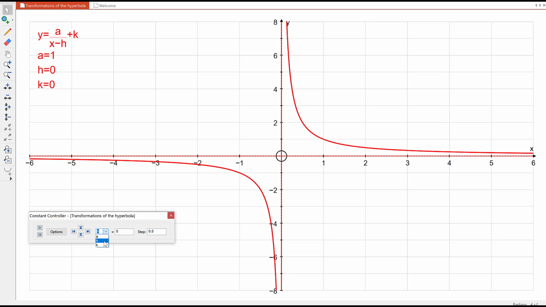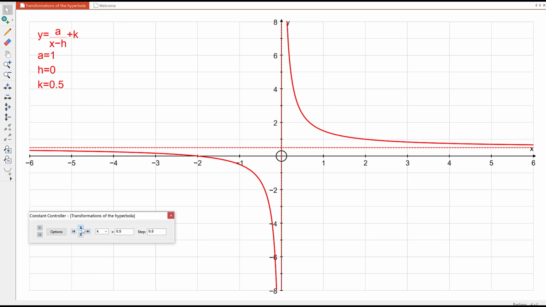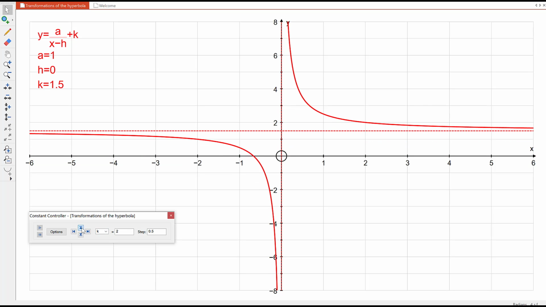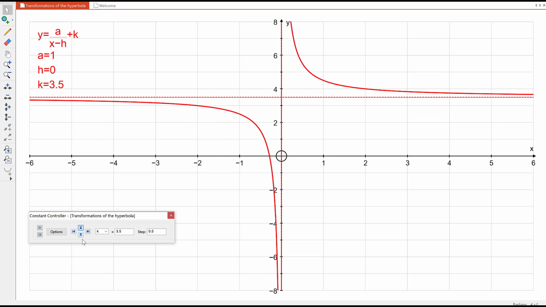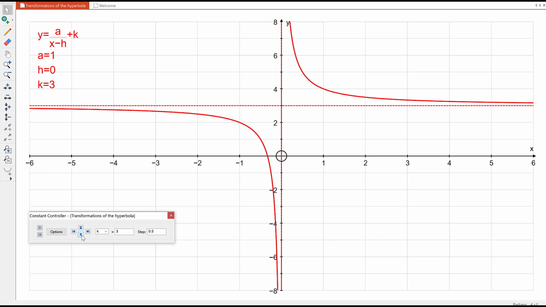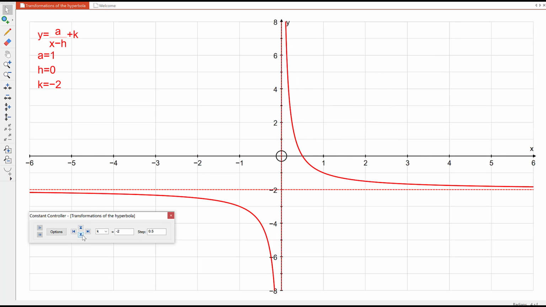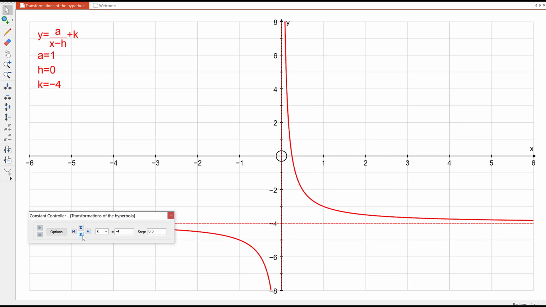If we change k, increasing the value of k will translate the graph up by k units. So here we have the graph of 1 on x plus 3, and the asymptote has also moved up. It now has an equation of y equals 3. Similarly, if we translate down, the asymptote has now moved down by 4 units. It has an equation of y equals negative 4.